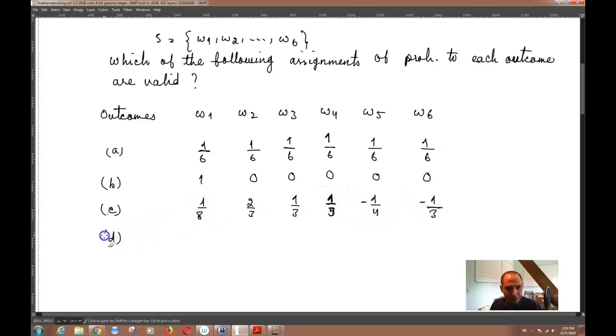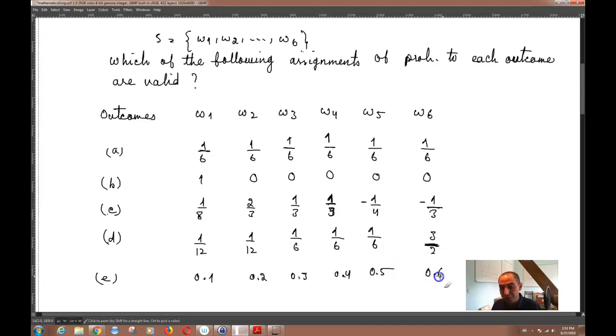And D is 1/12, 1/12, 1/6 three times, and 3/2 over here. And then you have E as 0.1 through 0.6: 0.1, 0.2, 0.3, 0.4, 0.5, and 0.6.